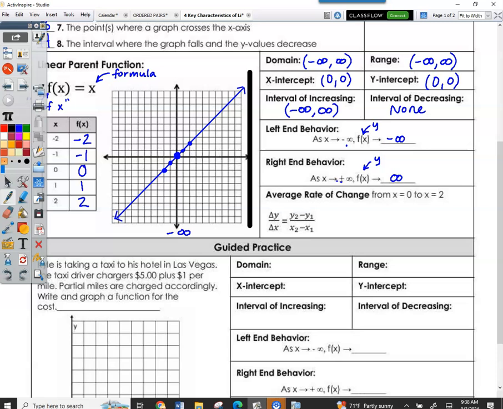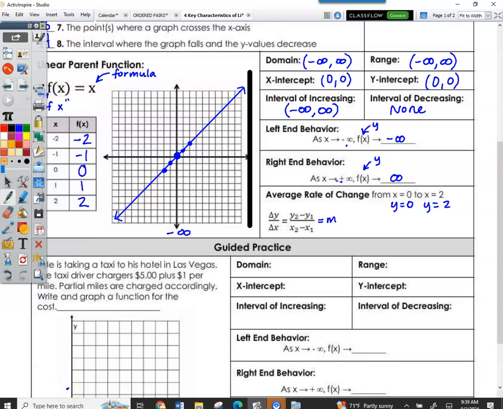All right, and then the last one, and then I'll let you pack up. It says average rate of change from x equals 0 to x equals 2. If you recall, here is the formula for slope. Remember this? y2 minus y1 over x2 minus x1. What is the y value when x is 0? When x is 0, y is 0. What's the y value when x is 2? Here's 2. What's the y value? 2. So let's plug it in.